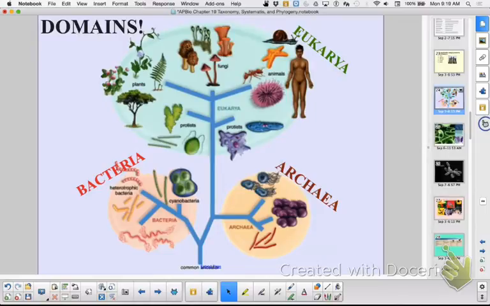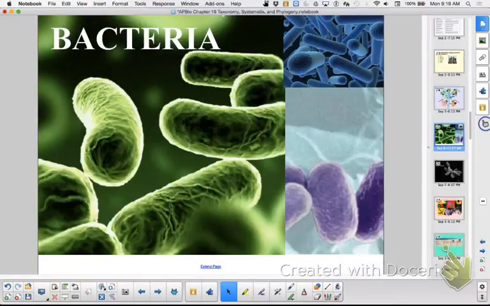Okay, so we have talked about these three domains before, so I'm just going to very briefly go over each. We'll start with bacteria. Unicellular prokaryotes that reproduce asexually. Most are heterotrophs.